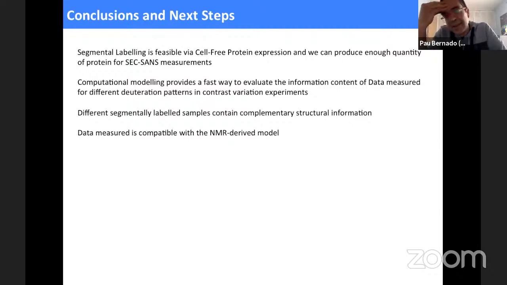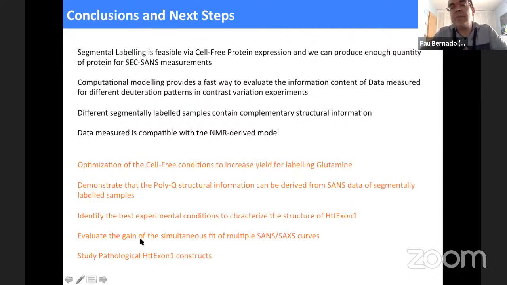I think computational modeling provides a fast way to evaluate the information content of the data. Before doing those expensive experiments and spending hours and hours at the SANS beamline, I think it's a very good idea to model what you expect from your experiments and try to find the optimal conditions. It's also important to see that different segmentally labeled samples contain complementary information that can be exploited. And it's very reassuring that the measured data is compatible, though not perfect, with the NMR-derived model.